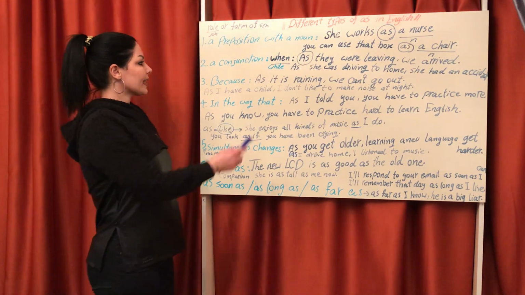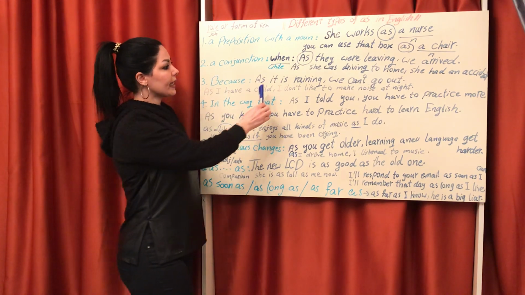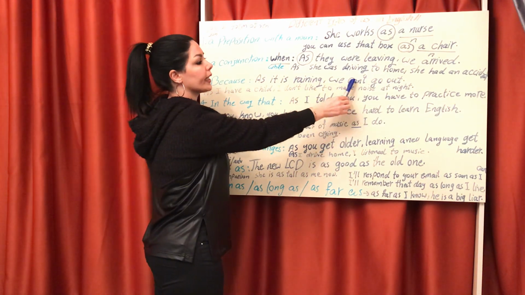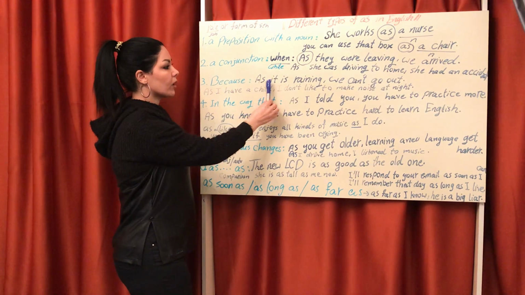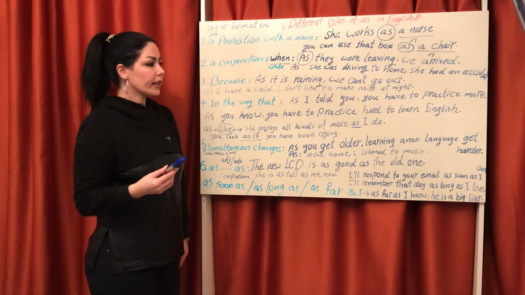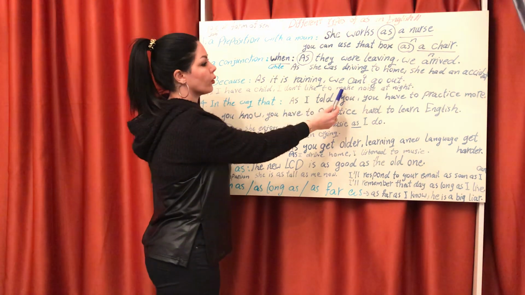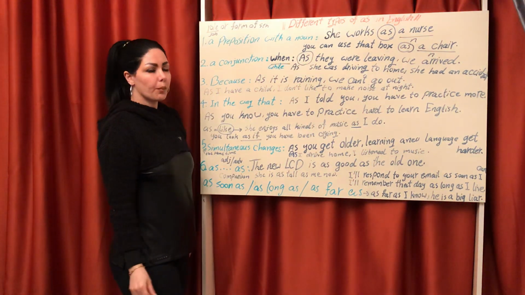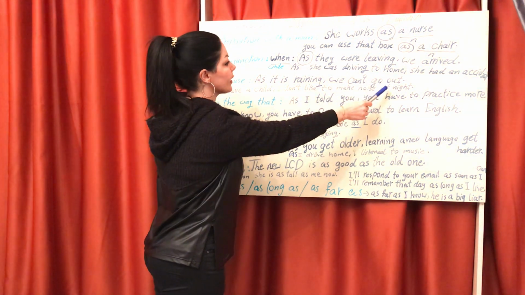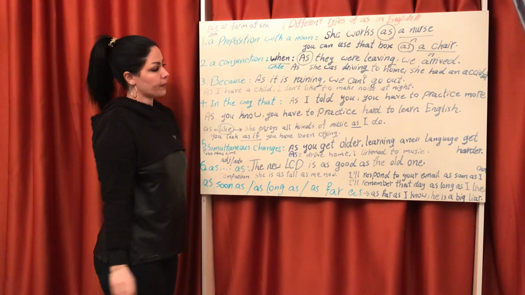Number three, "as" here means because. For example, as it's raining, we can't go out. It means because it is raining, we can't go out. Or, as I have a child, I don't like to make noise at night. It means because I have a child, I don't like to make noise at night. So here "as" means because.